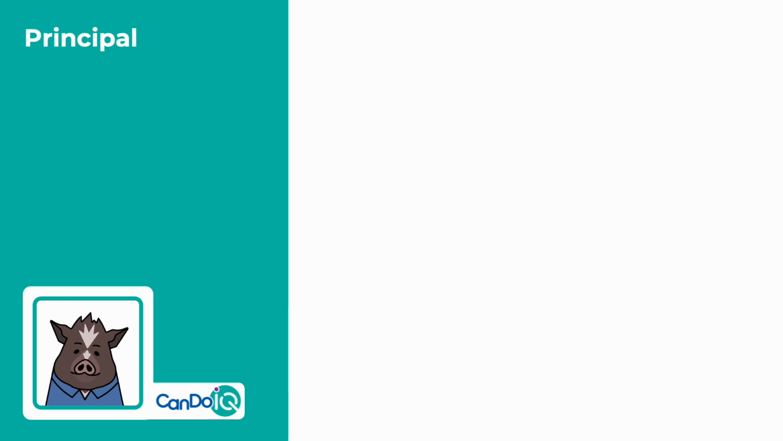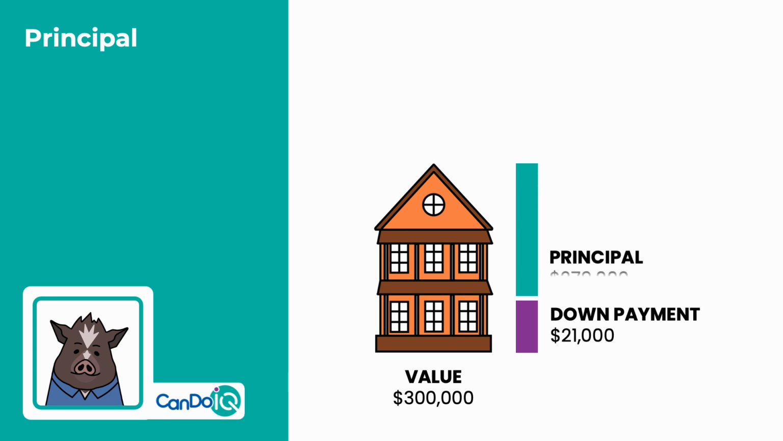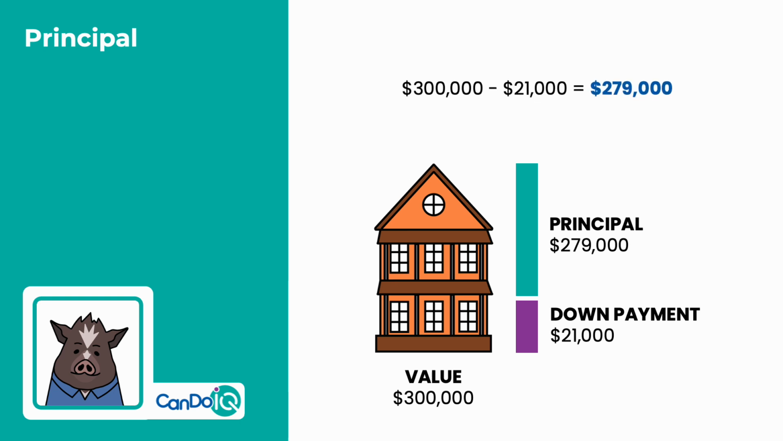The principal is the money that you originally borrow when you take out a loan for your home. For example, let's use the same scenario of buying a $300,000 home with a 7% down payment. Subtract the down payment from the price of the home, and the remaining amount is your principal balance. So $300,000 minus $21,000 equals $279,000. Overall, the principal is the most important number to pay attention to when deciding how much you can afford to spend on a home.